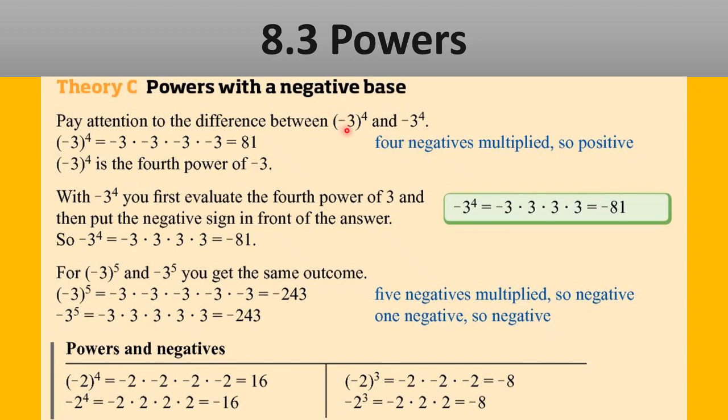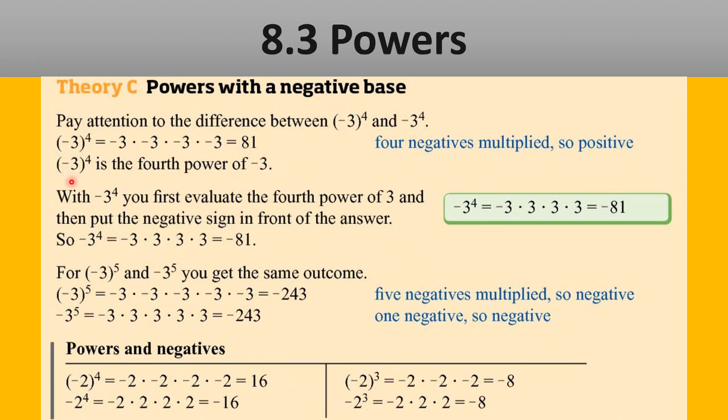If you have (-3) to the fourth inside of brackets, that means I'm going to do -3 times -3 times -3 times -3. You have 4 negative factors, so the end result is going to be positive again. So that's going to give me 81.